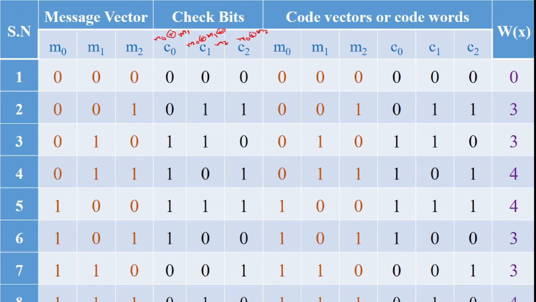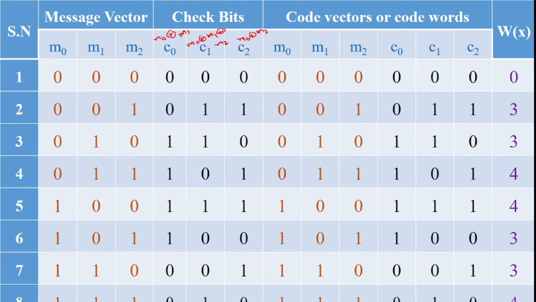First, calculate C0 for all the message vectors. And what is the expression of C0? M0 modulo 2 addition M1. So 0 exclusive or 1 is 1, 0 exclusive or 1 is 1, 1 exclusive or 0 is 1, 1 exclusive or 0 is 1, 1 exclusive or 1 is 0, 1 exclusive or 1 is 0. So there is the C0 parity bits.